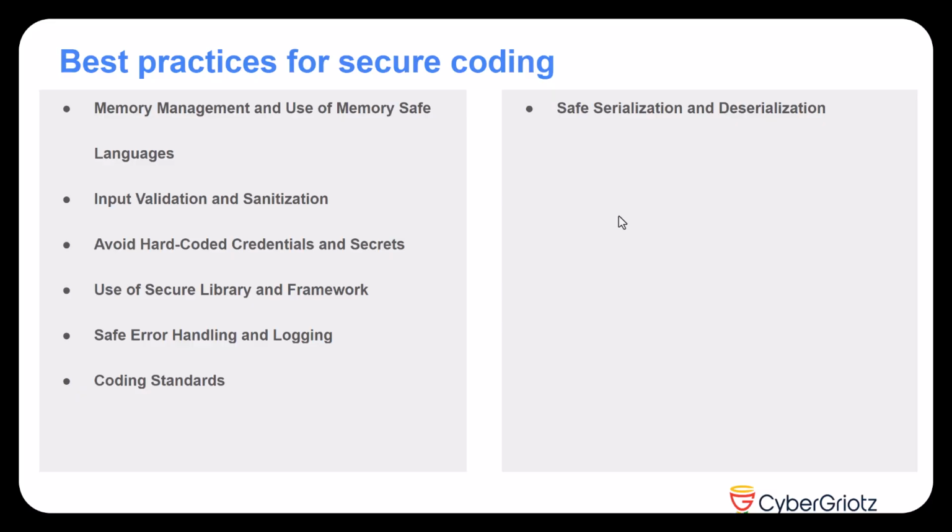And then we can talk about safe serialization and deserialization. This is ideally about how we handle data, how we package and unpackage data within our applications. It is always ideal to ensure that we're doing this safely because these can also tend to be ways that introduce bugs and vulnerabilities within our applications.